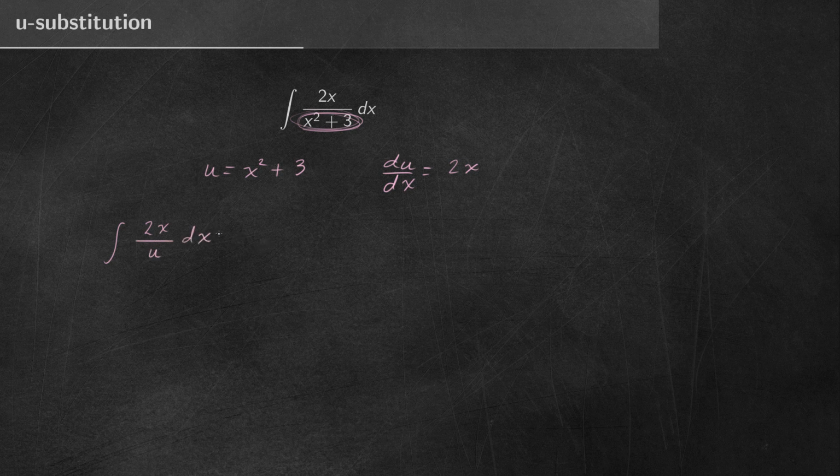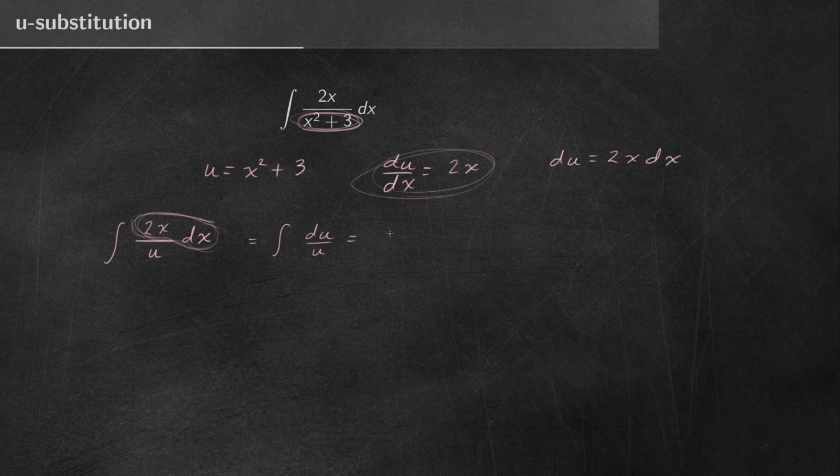Now I still have to get rid of the dx. So I can, as one option, solve this equation here for dx. So to do that, I might, as a first step, multiply both sides by dx. And if I do that, I get du equals 2x dx. From here, if I want to solve for dx, I can divide both sides by 2x. But again, notice what this says. It says that du equals 2x dx, and I have 2x dx right here in my integral. So 2x dx is equal to du. I can just make a substitution right now. That's equal to du over u.